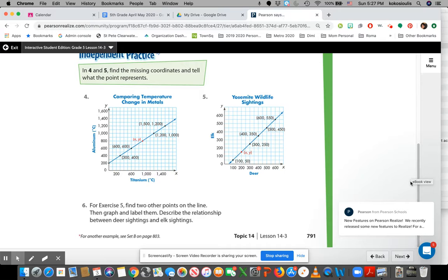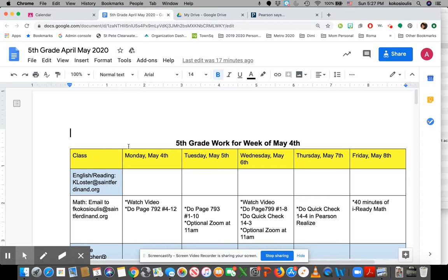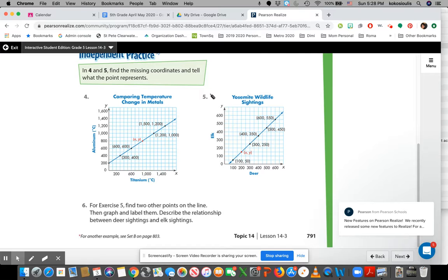I'll just do number 5 because, remember, you're doing page 791 and 2, number 4 through 12. So I'm going to do number 5 for you so you could take a look at that. Again, he's saying find the missing coordinates and tell what the point represents. So he's asking us to find what X is and what Y is. Well, I could look at that, and I'm going to go down, and I see X is 200 there. And then I'm going to go across to see what Y is, and Y is about 150 there.